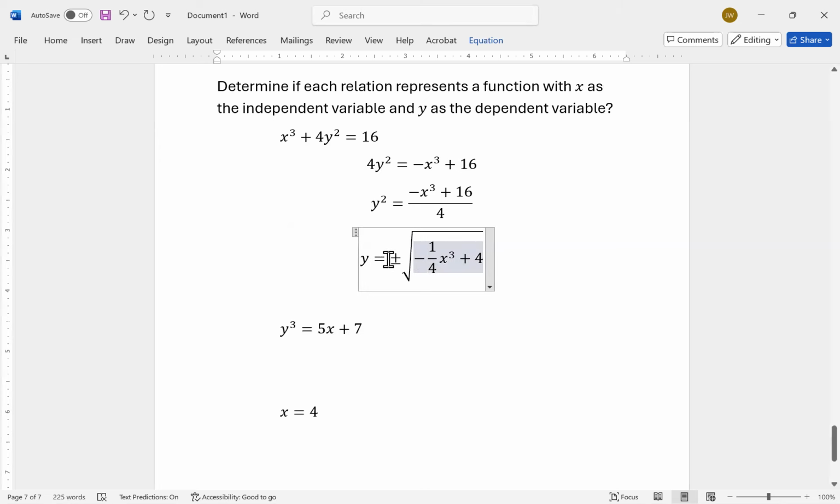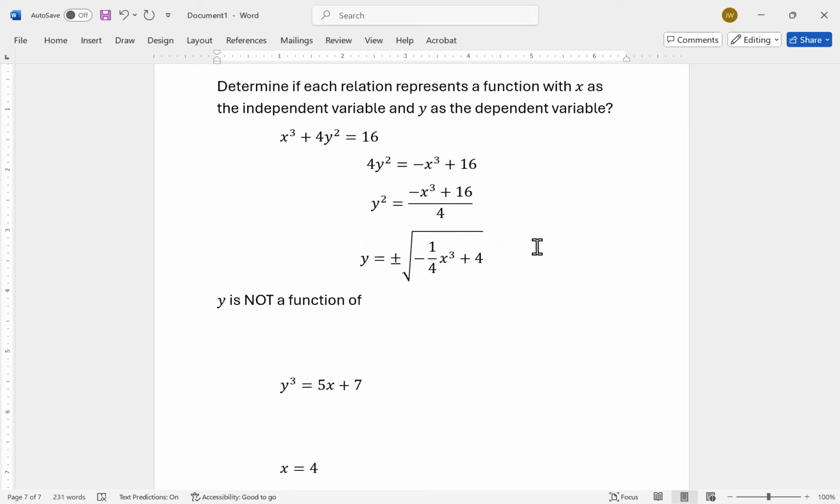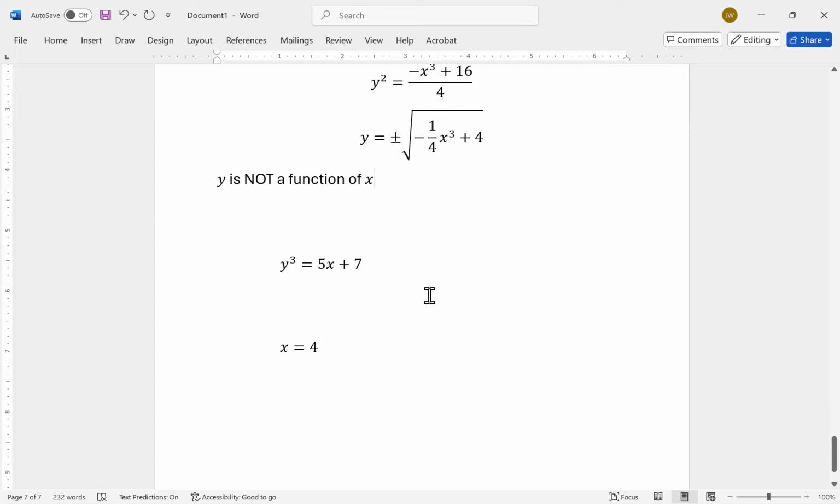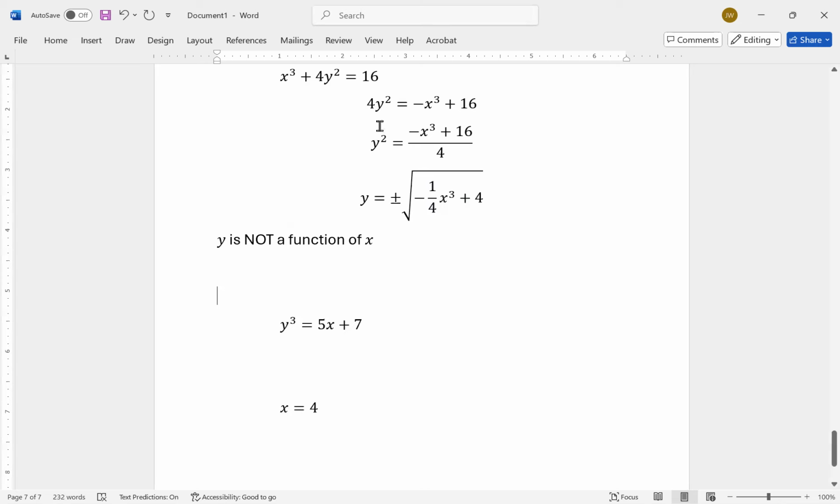But the real trouble is this two options, one for the plus option and one for the minus option. So we'd say y is not a function of x for that first one. So square roots don't work very well because we have the plus minus options. When I have a squared on my y, it doesn't work very well because of the plus minus options.